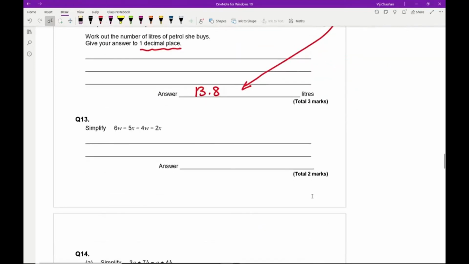Now for question 13, it's simplifying, so here we're collecting like terms. So again, I've got W's and I've got X's, so I'm going to put a circle around the W's, including any sign that's on the left, and I'm going to put another colour circle around the X's, including any sign that's on the left. And again, I'm just going to redo that one because I've got rid of the sign and I want to include it. And there we go. So looking at the W's, I've got 6W take away 4W, which is 2W, and I've got minus 5 minus 2, which gives me minus 7x. And again, if you're unsure, just use your calculator and it will tell you what the correct answer is going to be.